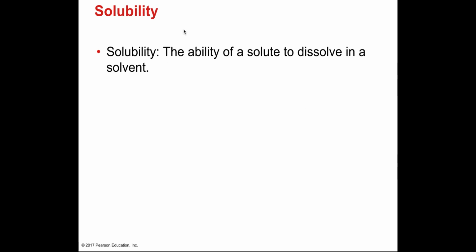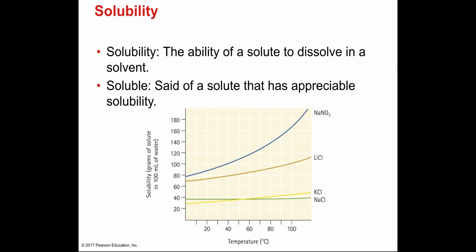Okay. So now let's talk about what we call solubility. It's the ability of a solute to dissolve in a solvent. So the ability of a solute to dissolve in a solvent is what we call the solubility. And so we can actually see a graph of the solubility of various substances. Okay. So on this axis, we have temperature, and on this axis, we have what? We have the solubility or the grams of the solute.